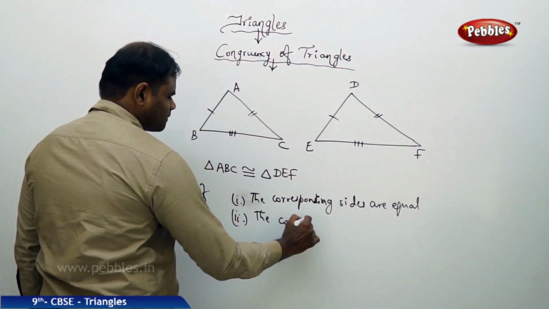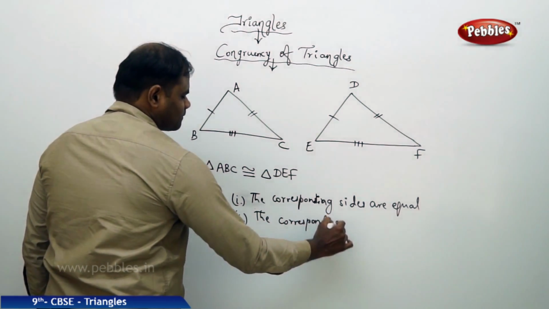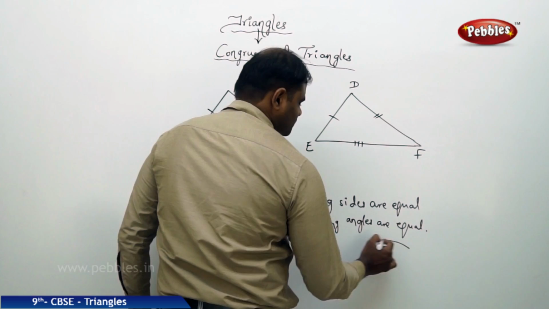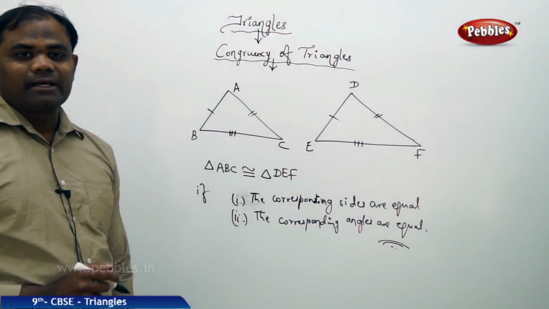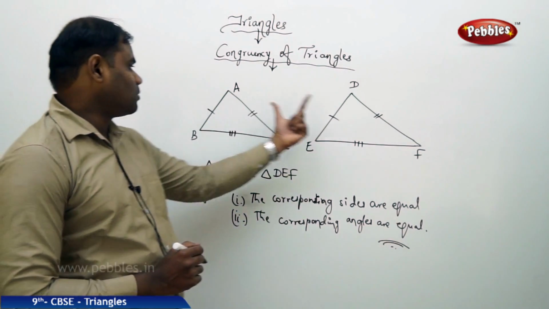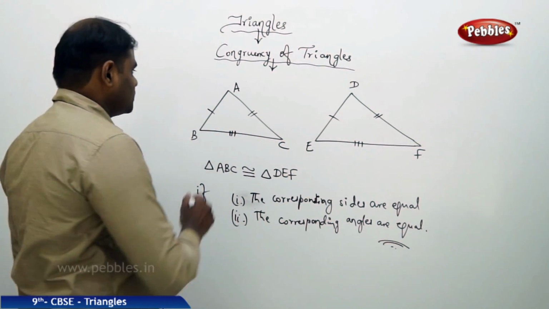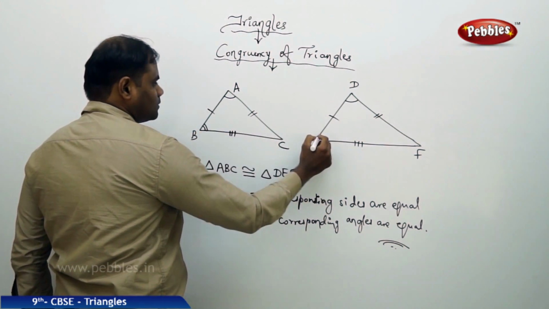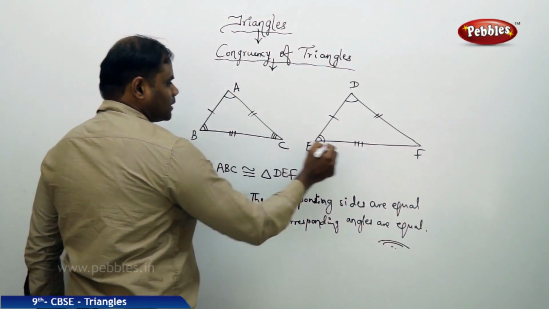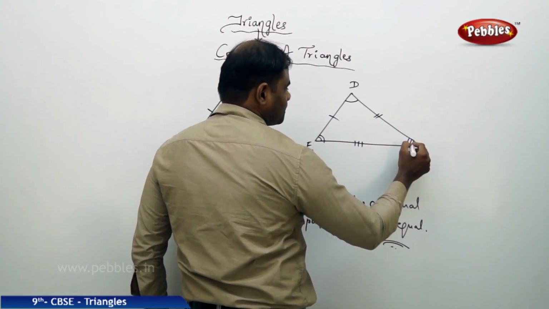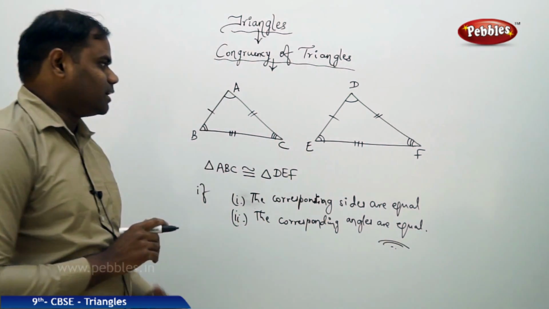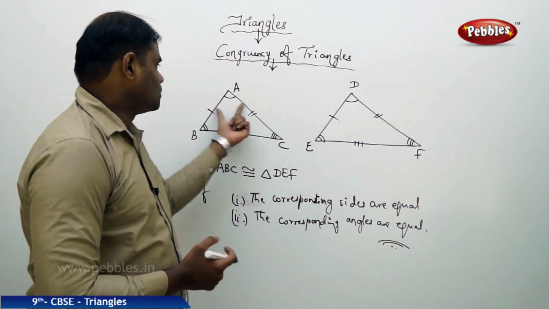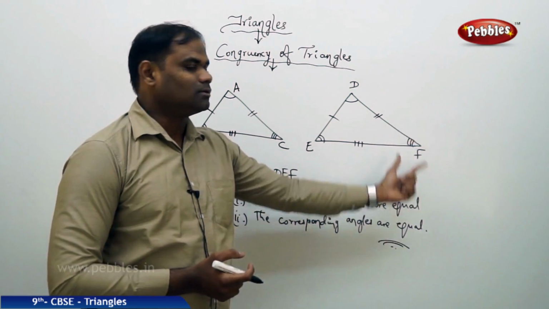the corresponding angles are equal. The second case is the corresponding angles. Now that the corresponding sides are equal, next comes the corresponding angles. Angle A equals angle D, angle B equals angle E, angle C equals angle F. This is how we understand the corresponding angles of the two triangles being equal. This equals this, this equals this, and this equals this.